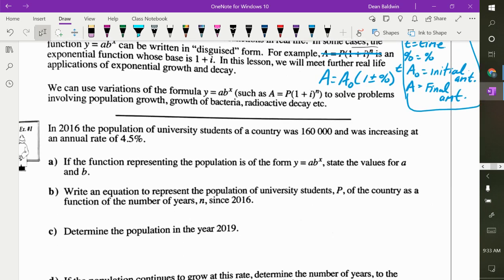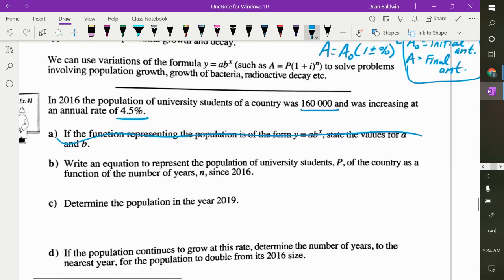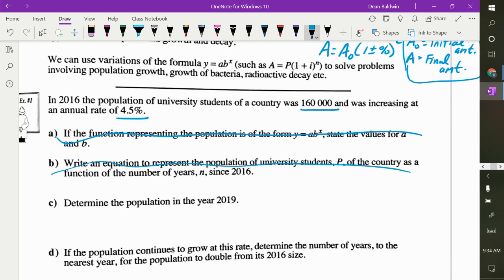So, in 2016, the population of a university was 160,000 and increasing at an annual rate of 4.5%. So as soon as you see 4.5%, you know this is the formula you're going to use. Okay? They tell us that we had an initial amount of 160,000. Determine the population in the year 2019.